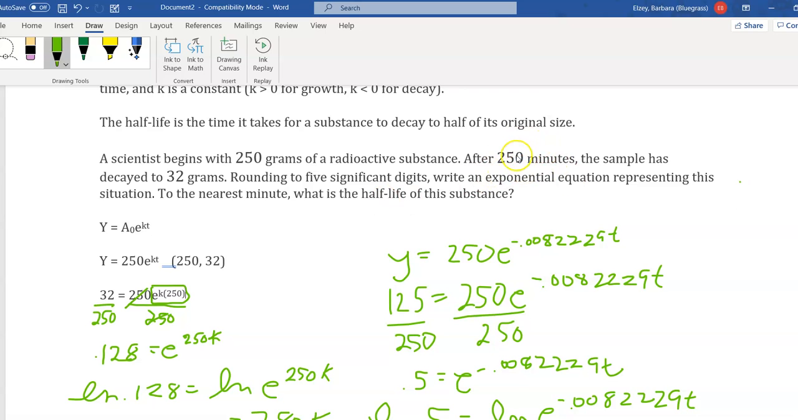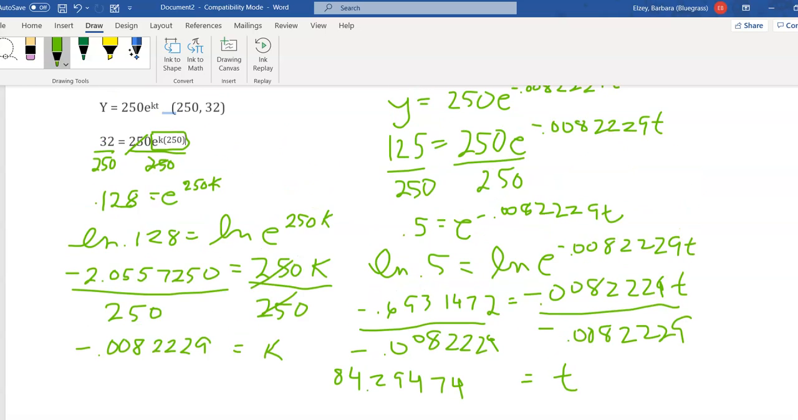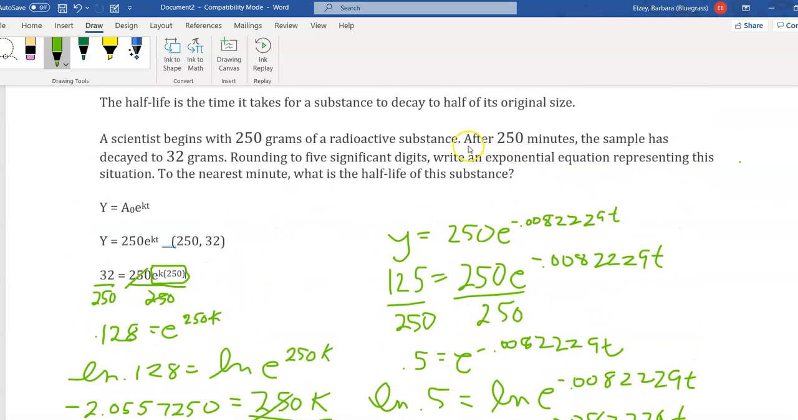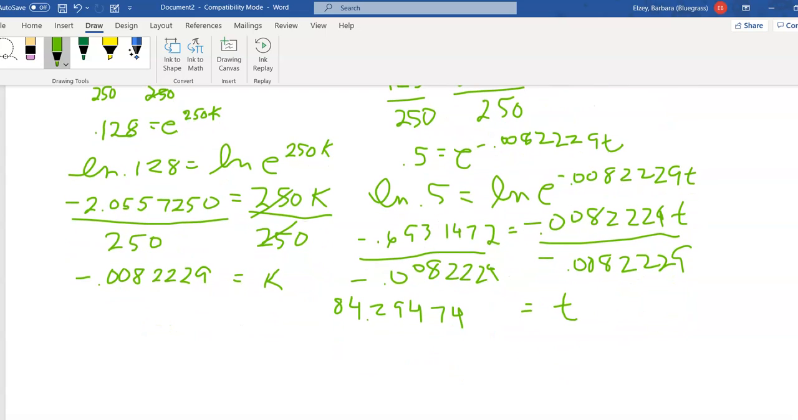Now let's notice it took 250 minutes to decay to 32 grams. So certainly this should be less in time-wise to decay to 125 grams. It still has to decay down to that 32 grams after 250 minutes. So this is about right. After 84 minutes, it's at 125 grams.